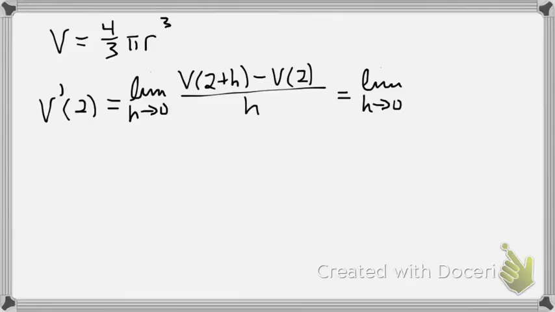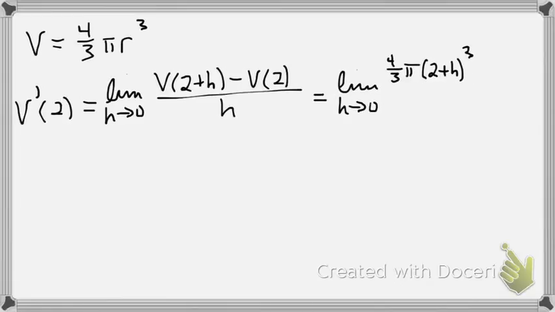So the limit as h approaches 0. And what is V of 2 plus h? 4/3 pi times 2 plus h cubed, minus V of 2, that's 4/3 pi times 2 cubed, all over h. Let me see some neck action. You guys with me on the setup?